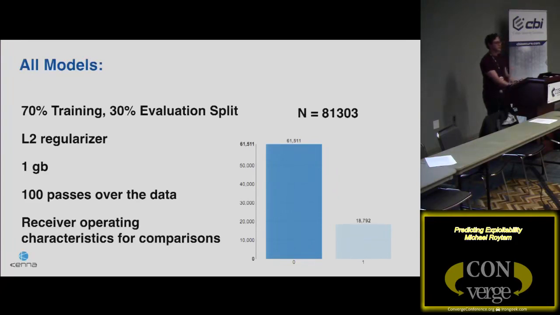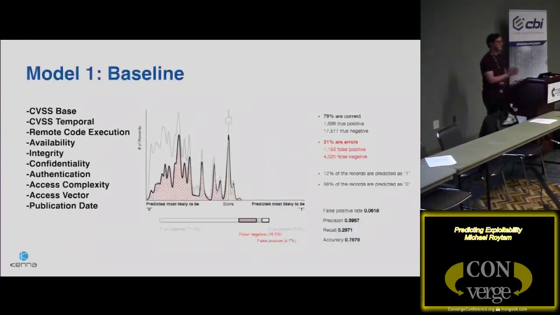So let's dive in really quick, and then I'll explain what this all means. If you just import the base data about a vulnerability: the CVSS base, the CVSS temporal, remote code, whether it's a remote code execution or not, availability, integrity, confidentiality, authentication, access complexity, access vector, and the publication date. That's the base data that you can get about a vulnerability the second it's released. Then you get a really terrible model that means nothing.